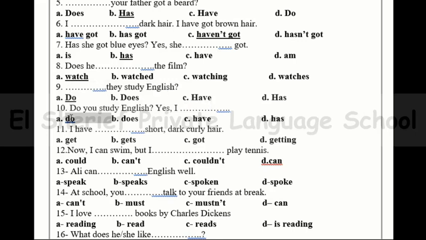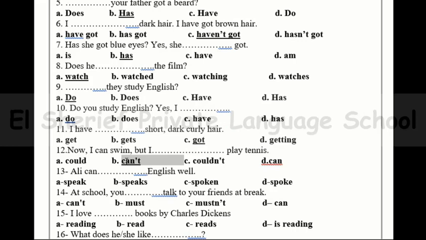I have short, dark, curly hair, so I am going to take I have got. Yes. Number 12: Now I can swim, but I play tennis. Here I have but again, so I am going to say yes, can't.